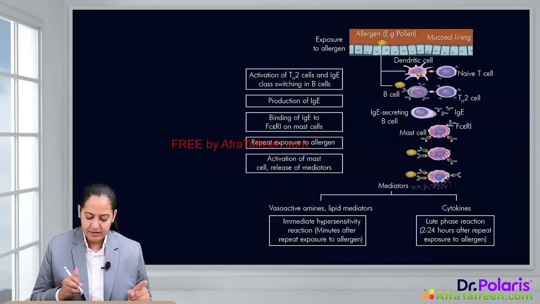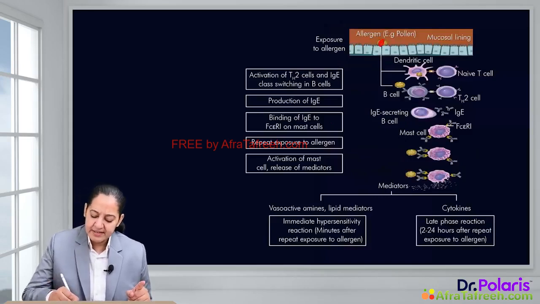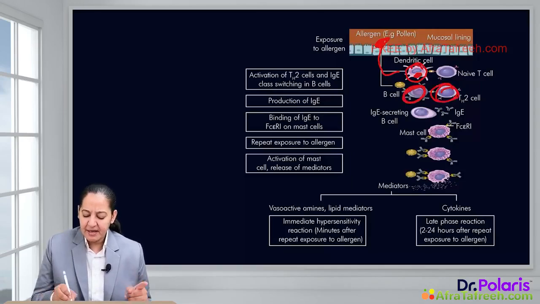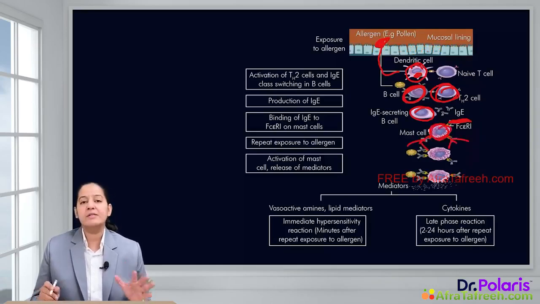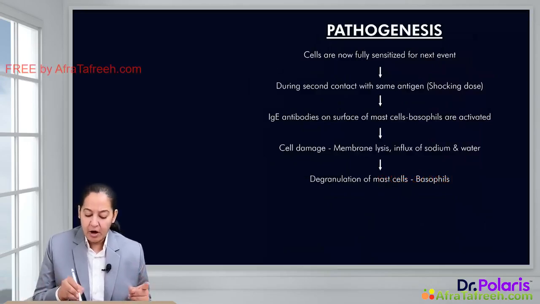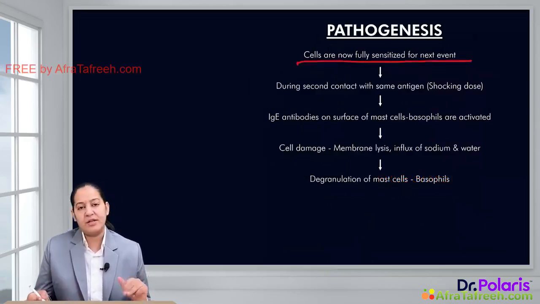So you can see the complete story as I have told you. You can see this is the antigen. As it comes, it is captured by the dendritic cell or antigen presenting cell, and it goes to the helper Th2 cell. It secretes cytokines, activating the B cell, converting it to a plasma cell, and the plasma cell secretes IgE antibodies. It is released in the blood and binds on the surface of the mast cell. Now, this is known as sensitization. The first event, sensitization, is over. Now, mast cells are fully sensitized for the next event.